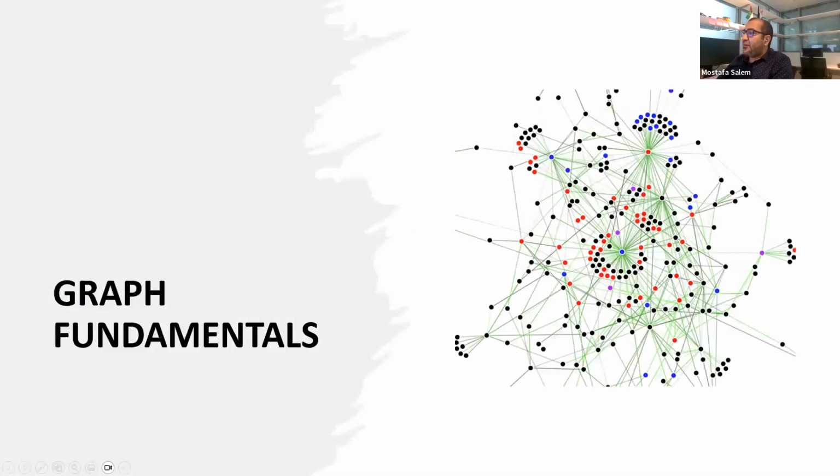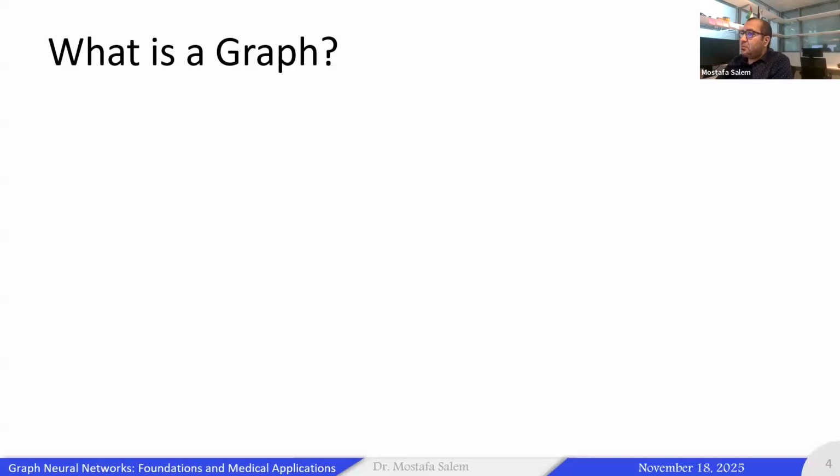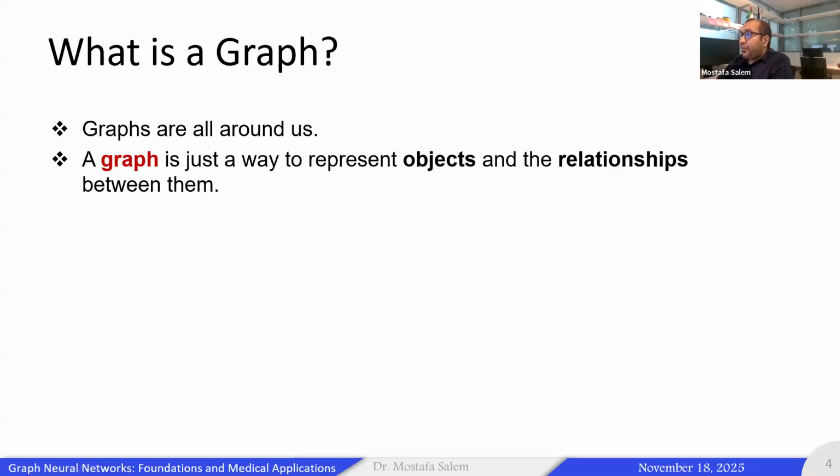So let's start with graph fundamentals. So what is a graph? Before we dive into the technical side, let's first build some intuition. A graph is just a way to represent objects and the relationships between them. Graphs are all around us.